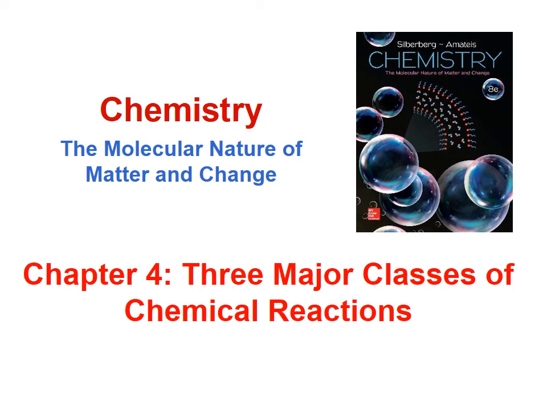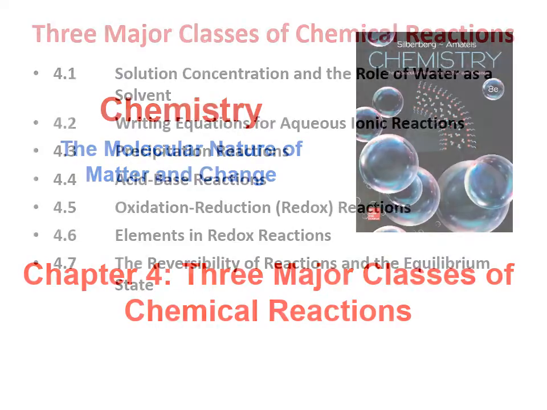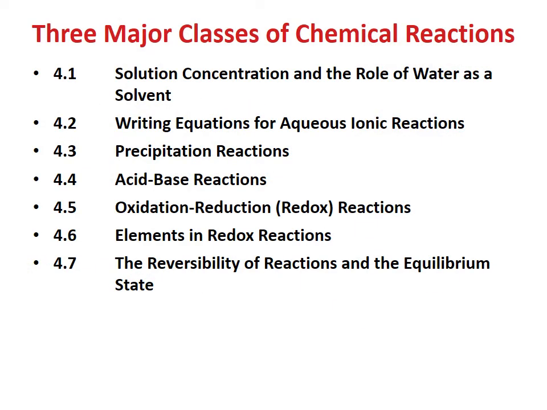Chapter 4. Three major classes of chemical reactions. These are the topics we are going to study. Solution concentration and the role of water as a solvent. Writing equations for aqueous ionic reactions. Precipitation reactions. Acid-base reactions. Oxidation-reduction reactions. Elements in redox reactions. The reversibility of reactions and the equilibrium state.